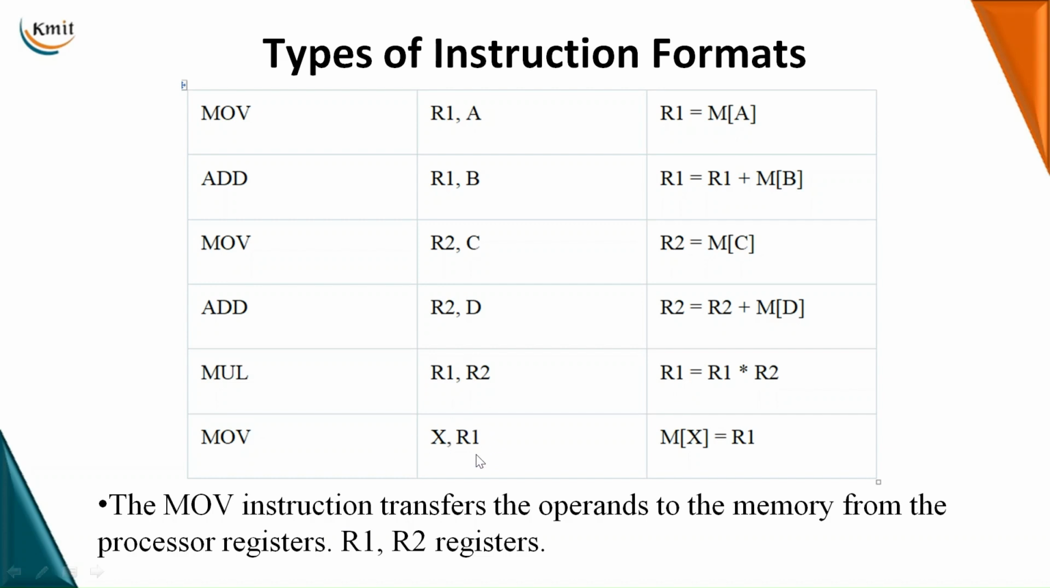Now R1 contains the result of the entire expression, which has to be moved into X. So move X comma R1 moves the contents of the register R1 into a memory location X. So M of X will contain the value of R1. So the move instruction transfers operands to the memory from the processor registers R1 and R2. So this is an example of two address instructions, which make use of registers to perform operations.